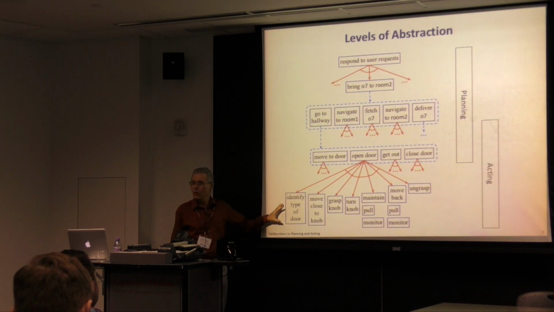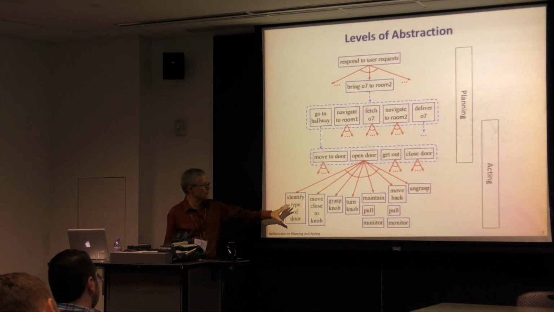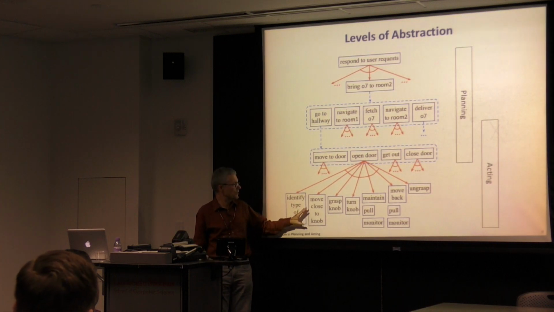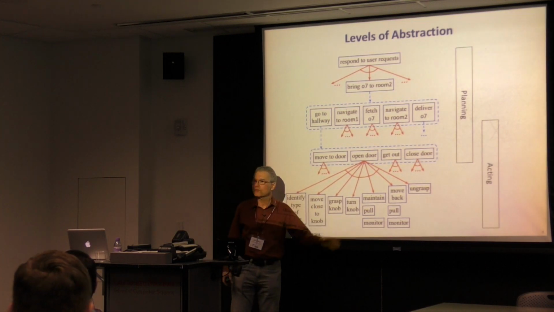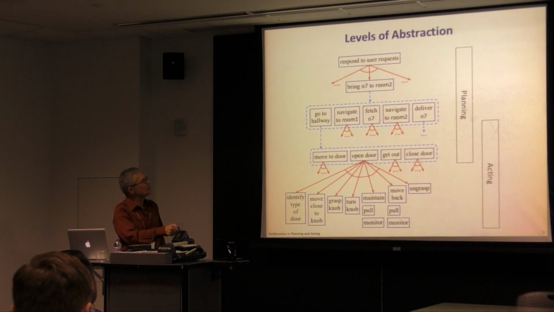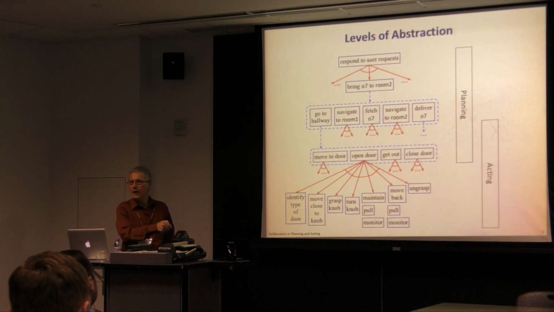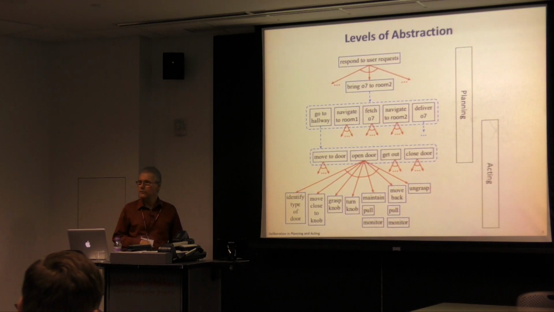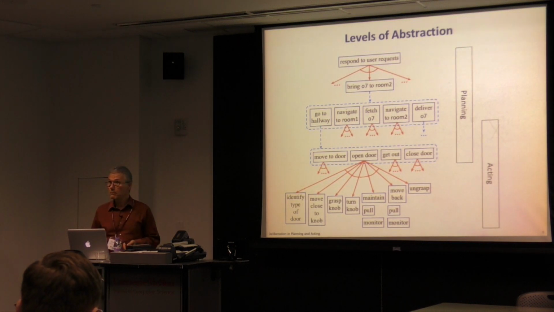And finally, down here at the bottom, in order to open the door, there are these low-level tasks such as what kind of door is it, motion planning to get close to the knob, grasping the knob, and so forth. The planning activities tend to take place at the higher levels of a hierarchy like this. The acting activities tend to take place at the lower levels. All right?